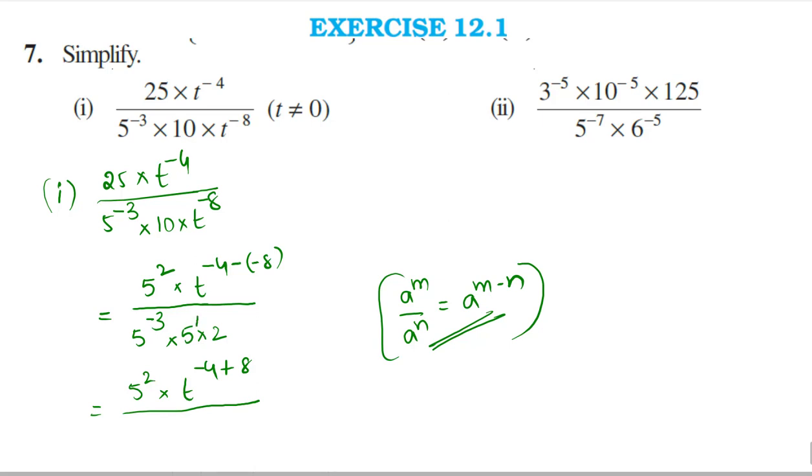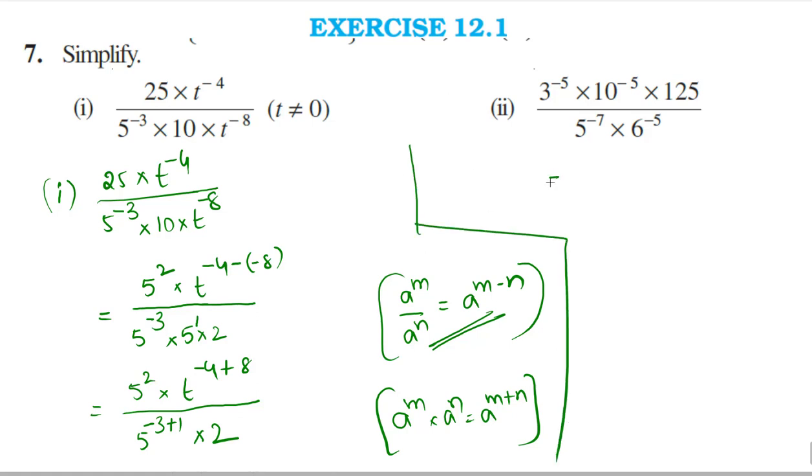Here 5 we have, we can write this as 5 to the power of 1. So this is of the form a^m into a^n, which is equal to a^(m+n). So we can write this as 5 to the power of minus 3 plus 1, then times 2.